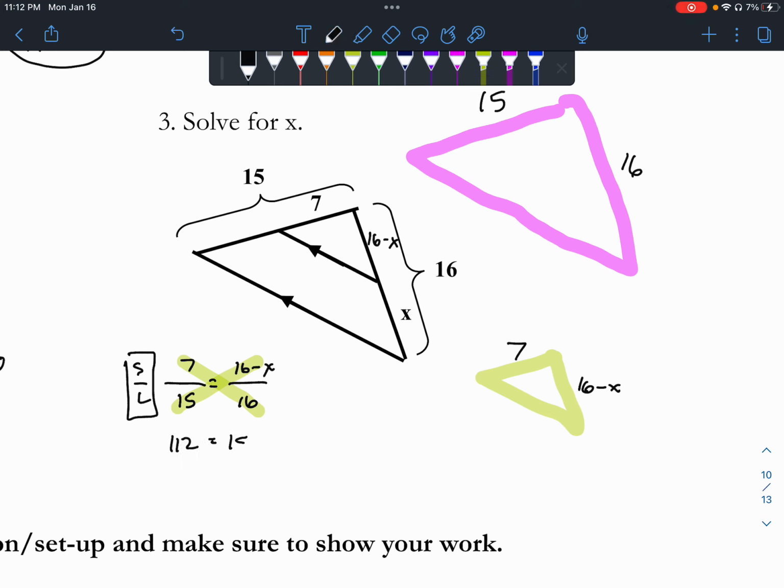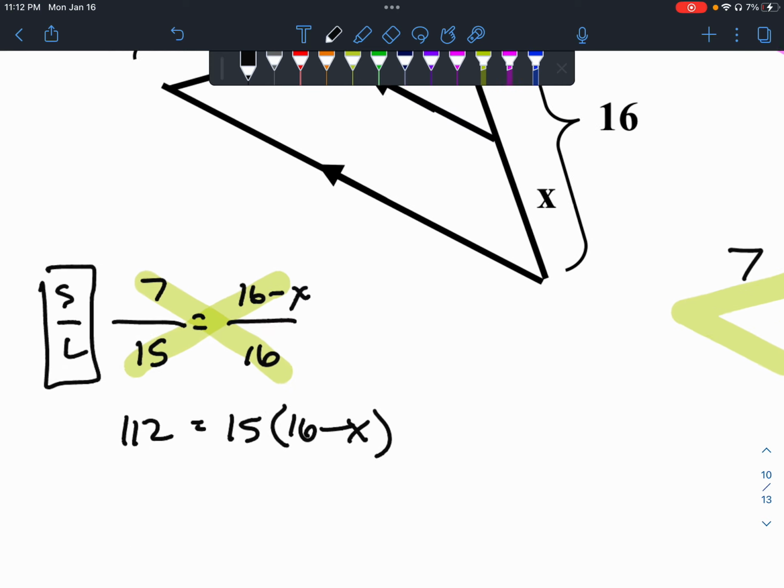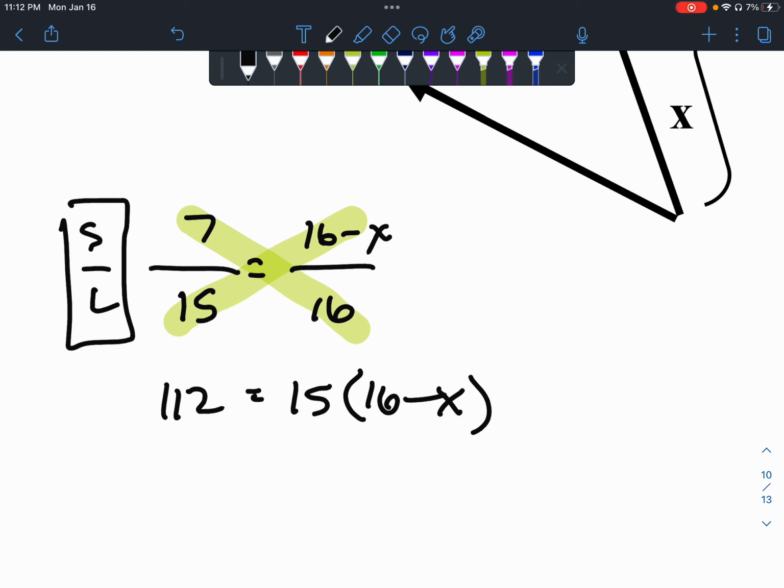But I always write this one out as 15 times this quantity that you see right here. Again, that's something that's really easy to accidentally mess up. But after we distribute this, 112 equals 240 minus 15x.